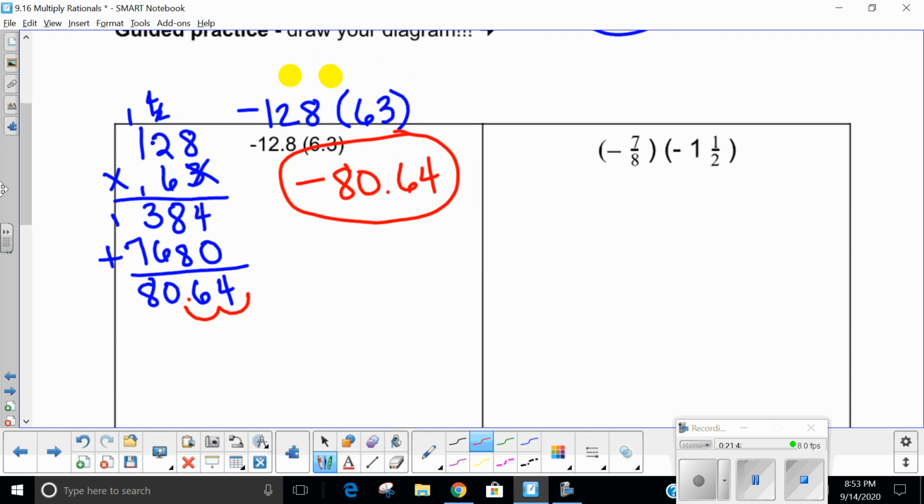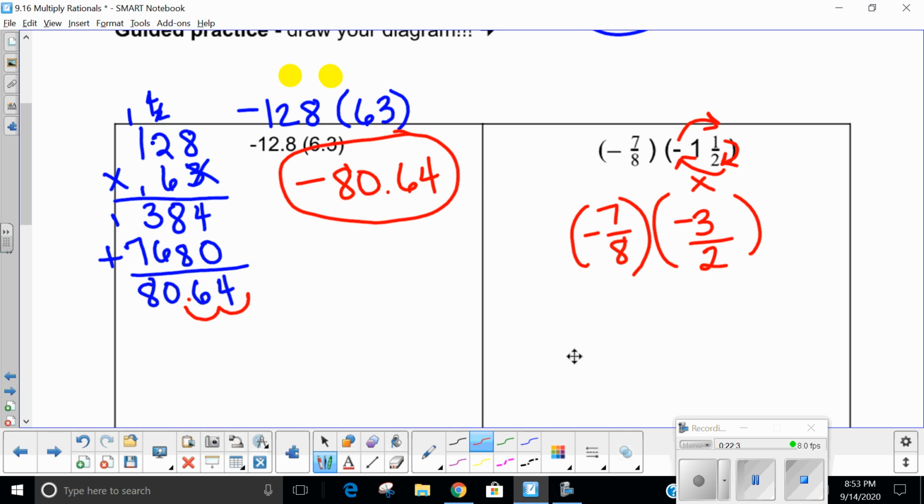Okay, this is a good one because we have to convert this mixed number to an improper fraction. So we're going to go this way, we're going to go this way, and then we're going to come back around and end at the denominator. So we're going to say 2 times, now remember this whole thing stays negative. So 2 times 1 is 2. 2 plus 1 is 3. So that's going to be 3 over, come back around to the denominator of 2. So that's 2. This stays negative. So we have negative 3/2 times negative 7 over 8.